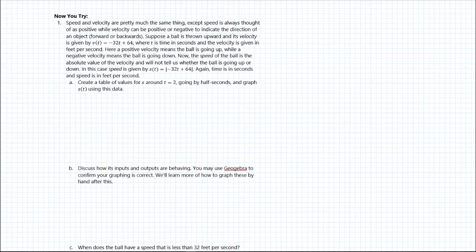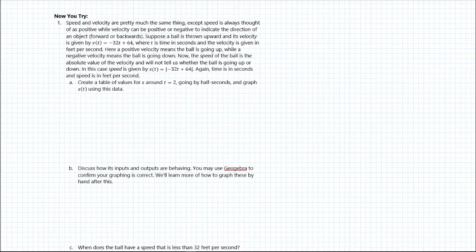So suppose a ball is thrown upward, and its velocity is given by v of t equals negative 32t plus 64, where t is time in seconds, and the velocity is given in feet per second. Here, a positive velocity means the ball is going up, while a negative velocity means the ball is going down.